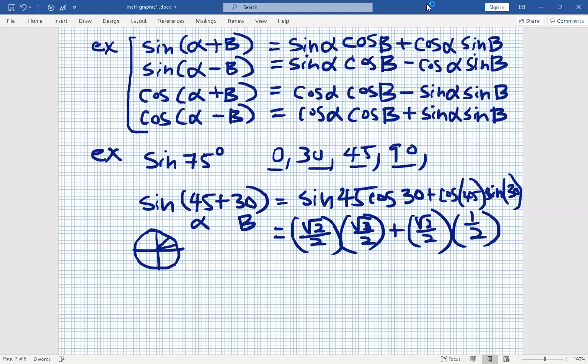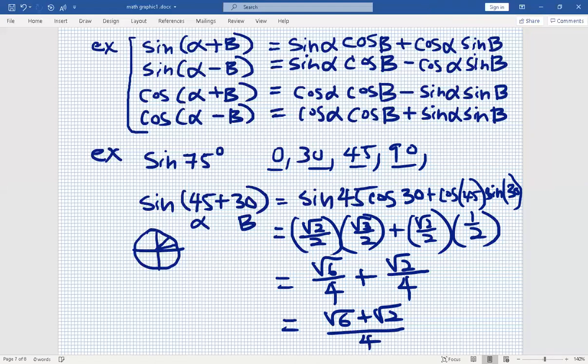Okay, so we got radical 6 over 4 plus, remember this is radical 2, right? So it's going to be radical 2 over 4, actually. And then this is radical 6 plus radical 2, because this right here is 4 on the bottom. It's going to be 4 all over 4. And this is probably the best way to do it.